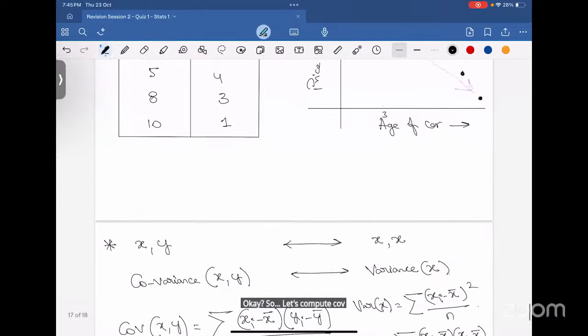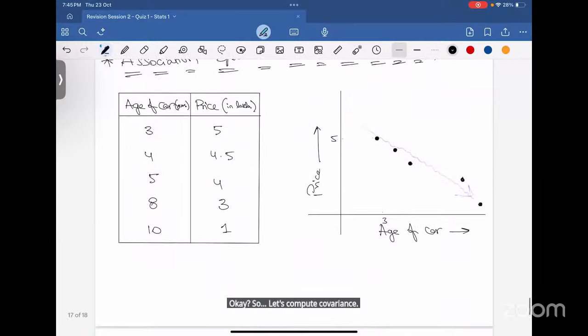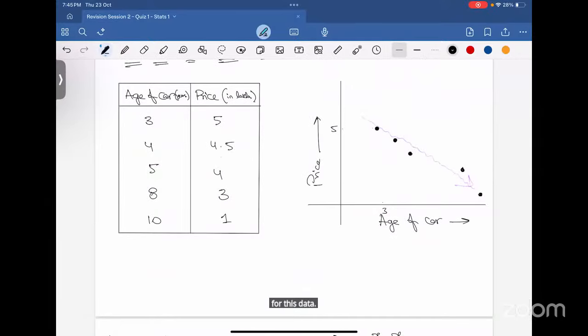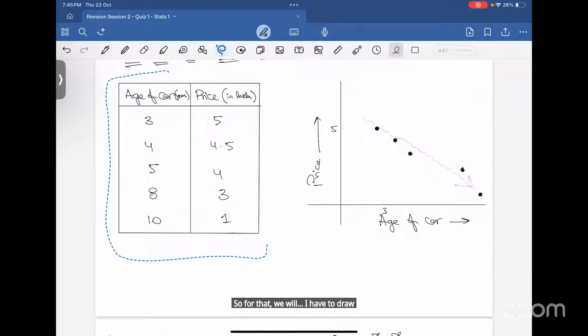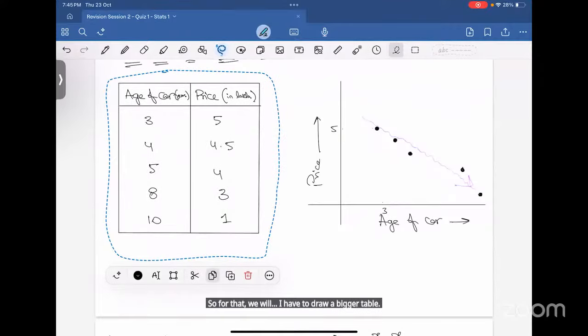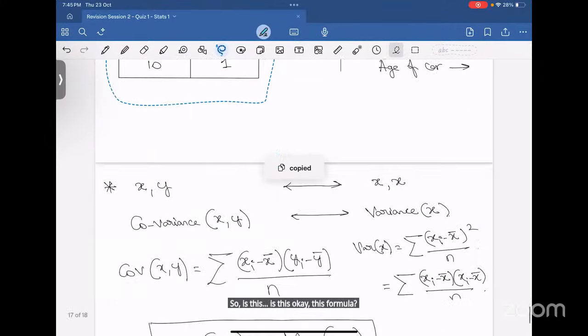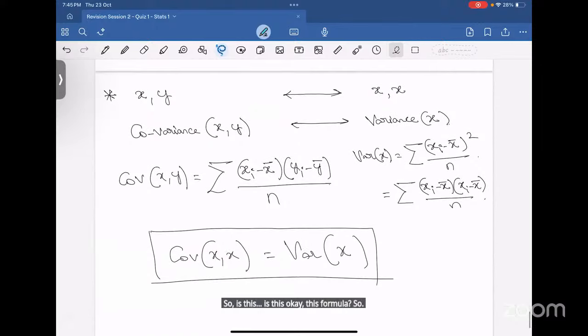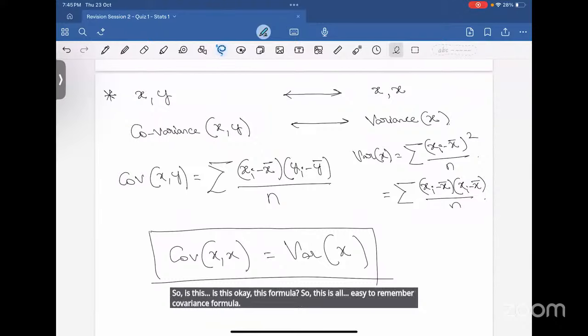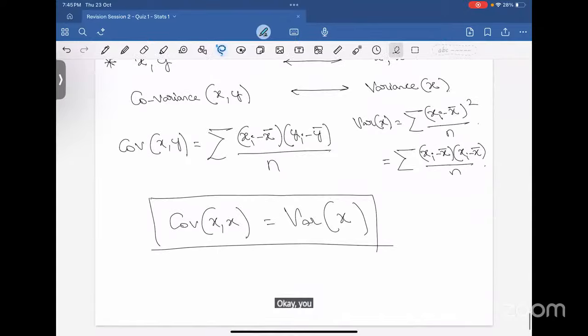Let's compute covariance for this data. For that, we will have to draw a bigger table. So is this formula okay? This is how easy it is to remember the covariance formula. You compare it with variance. If you remember variance, you associate it with covariance.